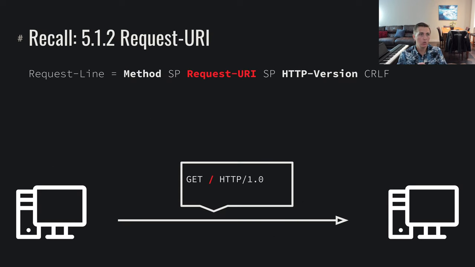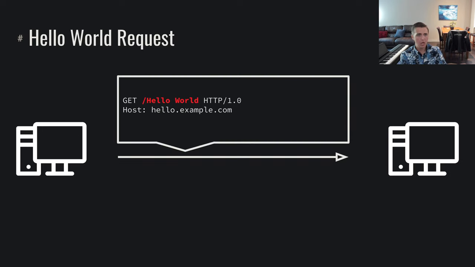Okay, so let's recall back to the request URI from the previous lecture video on RFC 1945. So we have this request line that's composed of our method, our request URI, and this HTTP version. So the request URI is a critical component of the URL and gets translated in this request. But there's something to think about here when we're accessing a request. What happens if I want to get the Hello Space World resource?